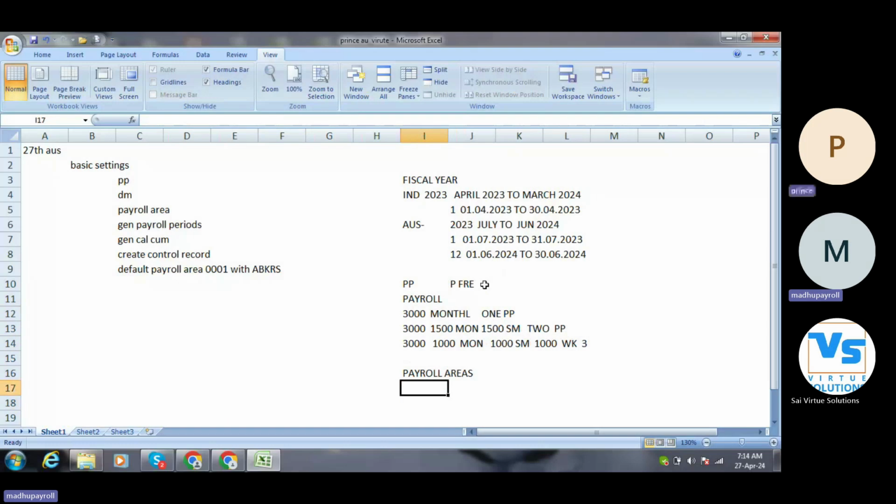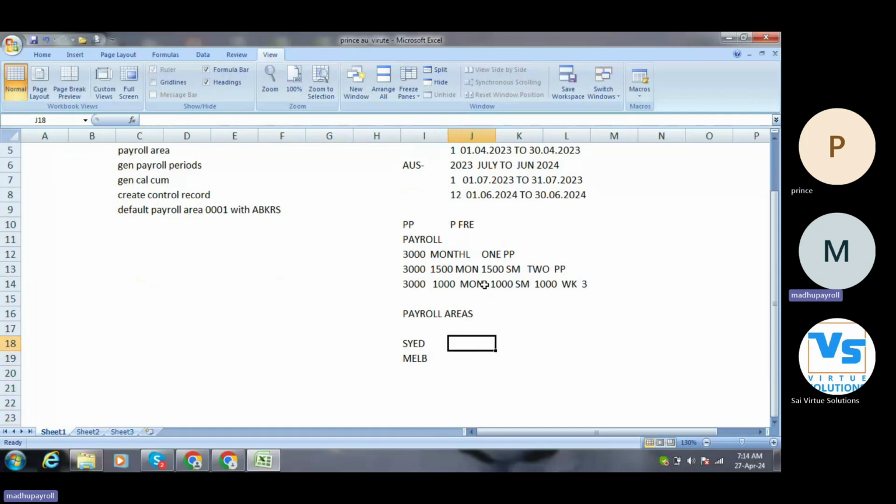The next thing is payroll area. Try to reduce the number of payroll areas. Don't try to give more payroll areas, because a payroll area is not supposed to change in the middle of the period. It has to be changed either at the start of the period or at the end of the period, before or after the payroll run. Say for example, our company is in Sydney and another company is in Melbourne. Both are paid monthly, and their payment day is also the last day of the month. Then normally you can create one payroll area.